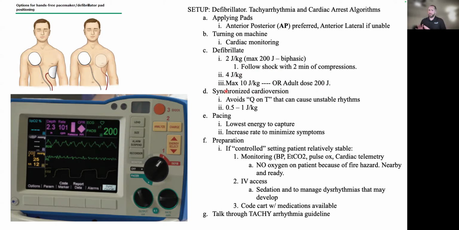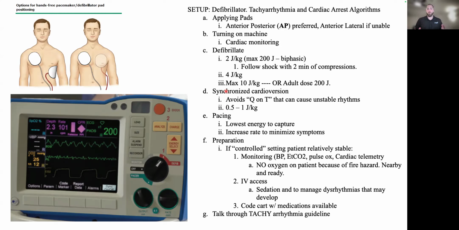If we're in something like SVT, you're going to want to do a synchronized cardioversion. So that's where we're actually watching those QRS waves, and the machine is calculating the perfect time to give the shock so that you avoid the refractory period, or that T, so no R on T incident, which can cause them to go into a worse rhythm.